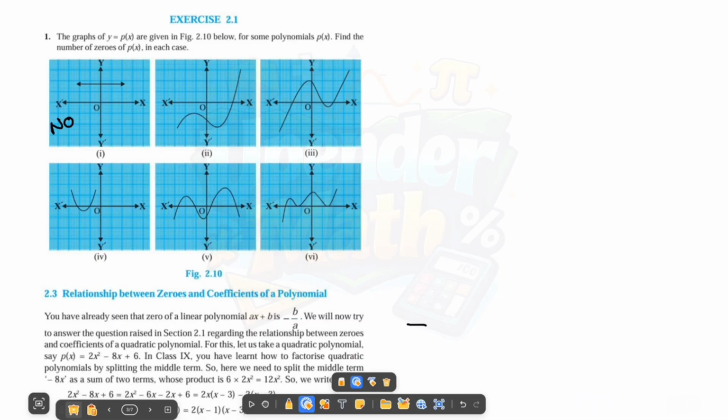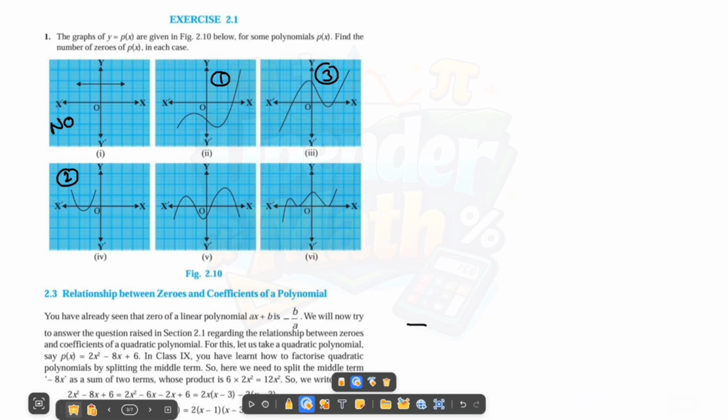Next, let's see the second. The graph is touching the x-axis at only one point, so therefore it will have only 1 zero. Next, third graph. The graph is touching the x-axis at three different places. So here on the negative x-axis and on the positive x-axis 2 times. Total 3 zeros. Next, fourth graph. In the fourth graph, the graph is touching the x-axis at two different places on the negative x-axis. So therefore it will have two different zeros.